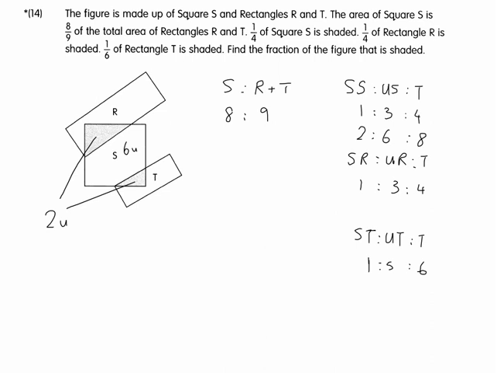Okay, so 8 plus 9 is the total amount of units that you actually pull apart: R, S, and T.